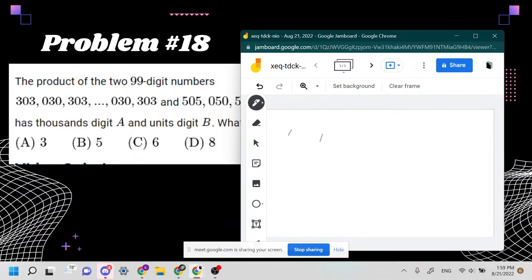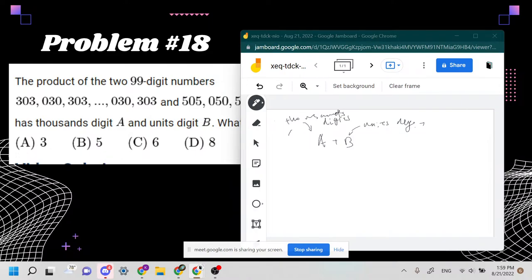Alright, so you want to find the sum of A and B, so this is the units digit, and that's the thousandth digit, right? Mm-hmm. Oh my god. I'm having doctor handwriting right now. It's quite difficult.